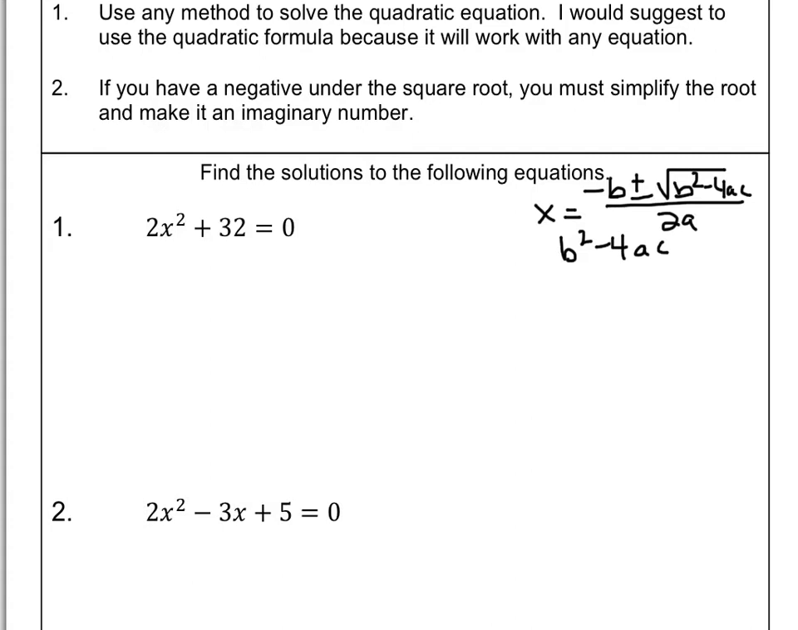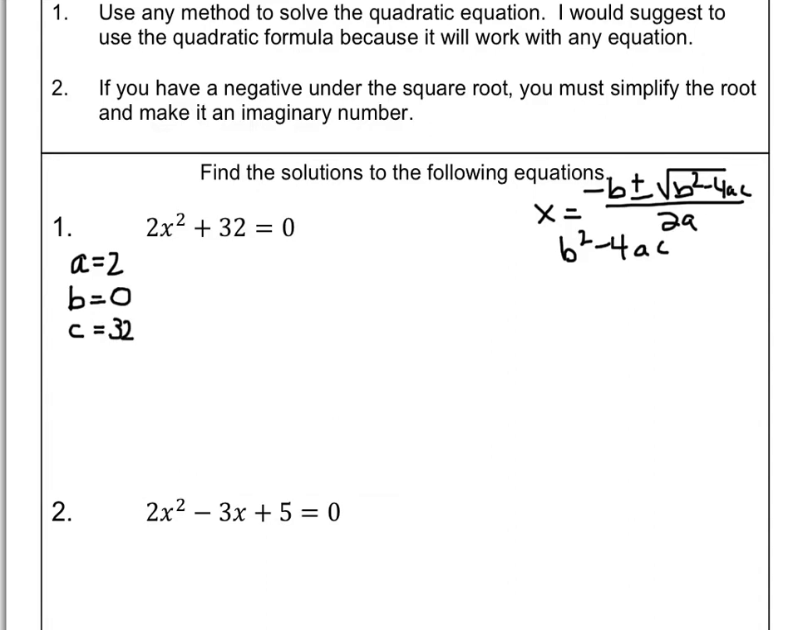Okay, so let's take a look at number one. We've got 2x squared plus 32 equals 0. The first thing we want to make sure we do is that this equation is always set equal to 0, so then we can identify a, b, and c. It's already set equal to 0. So in this case, a is going to be 2. For b, there is no x term there, no middle term. So b in this case is going to be 0, and c is 32.